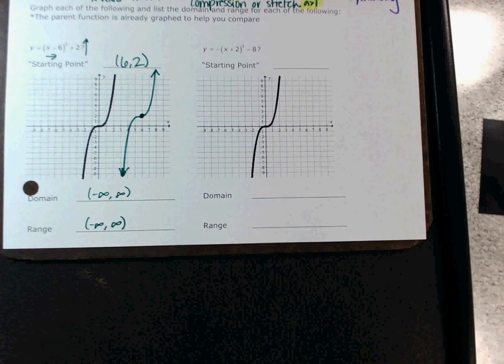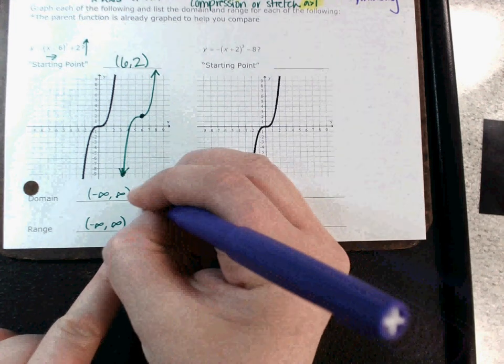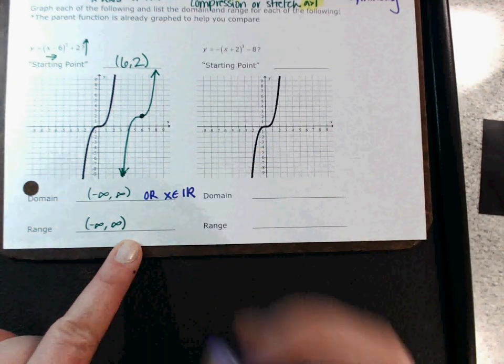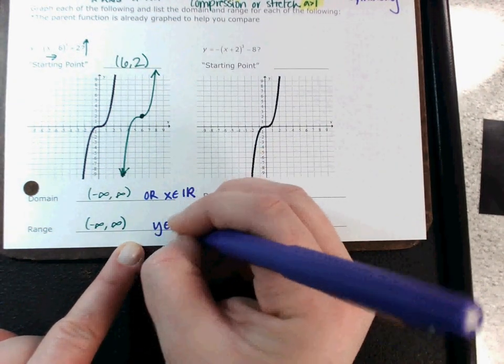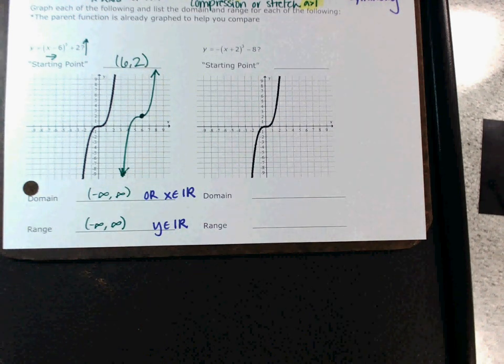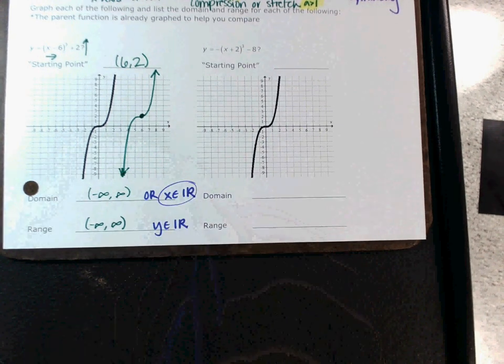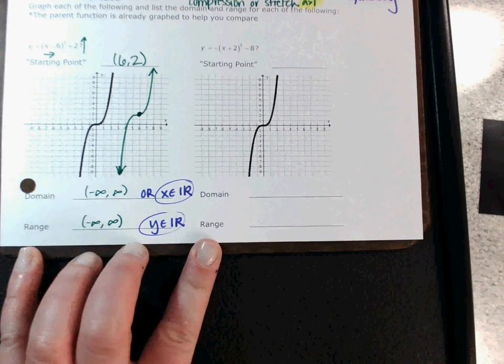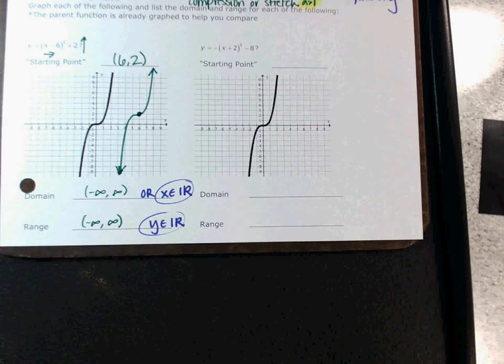Okay, the other way that you could write that, instead of having to write the infinities, is that, remember, you could do this, or you could do this. Okay, and remember that the IR stands for all real numbers. So you wouldn't have to write both, but you should recognize both. This means that X can be all real numbers. This means that Y can be all real numbers. Okay? Alright, so let's scooch over one, look at the next one.